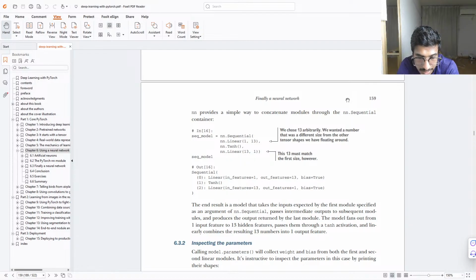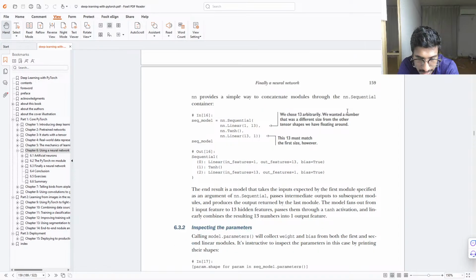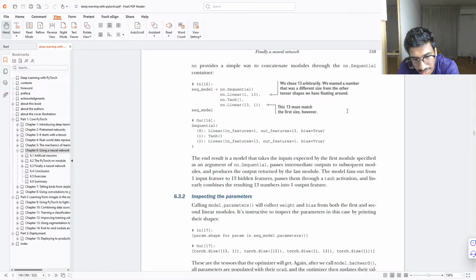Okay, the end result is a model that takes an input expected by the first module. Modules specified as arguments of nn.Sequential pass intermediate outputs to subsequent modules and produce the output generated by the last module. The model fans out from one input feature to 13 hidden features, passes them through a tanh activation, and linearly combines the resulting 13 numbers into one output feature.